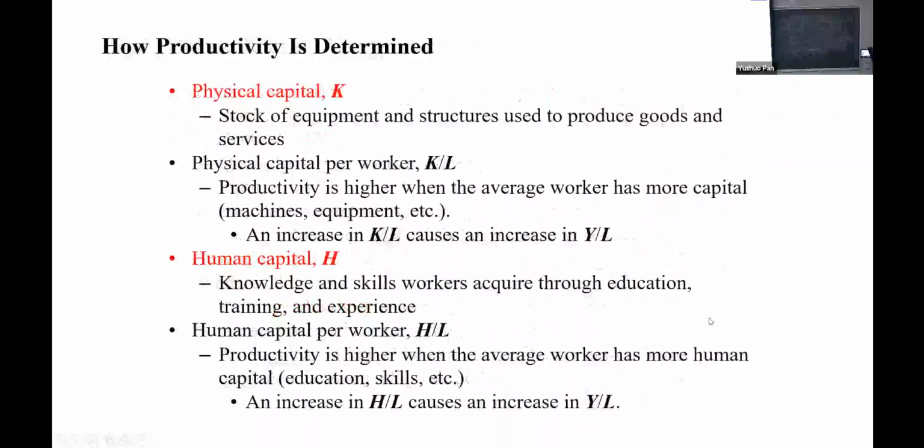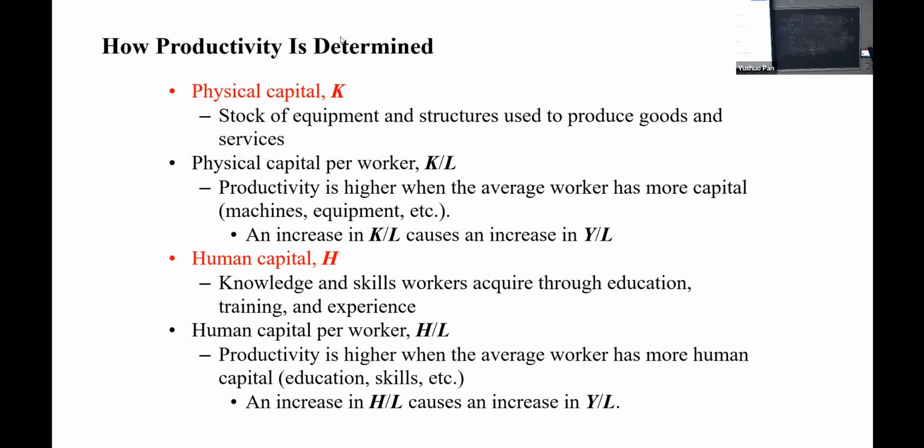Well, first, two of them. The first one is physical capital. When we usually talk about capital, the first thing in our mind is physical capital, the stock of equipment and structures used to produce goods and services, like computers and buildings. But in our macroeconomics, when we talk about capital, it refers not only to physical capital but also to human capital. Both of these are capital, so please do not get confused. But the most important thing is physical capital.